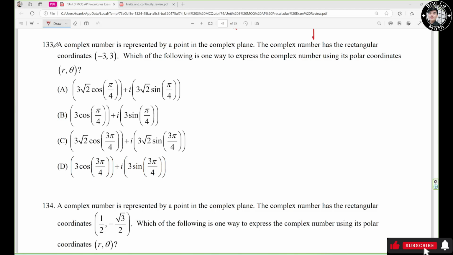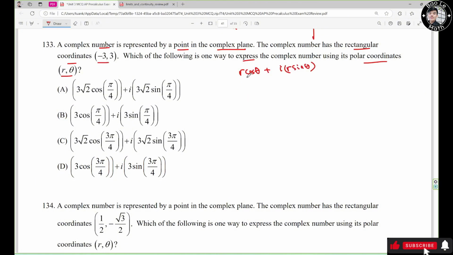Now question 133. A complex number is represented by a point in the complex plane. The complex number has the rectangular coordinates negative 3 and 3. Which of the following is one way to express the complex number using its polar coordinates r or theta? In the complex plane, the polar coordinates can be written as r cosine theta plus i r sine theta. So keep that in mind.